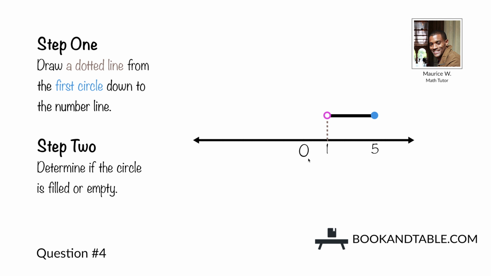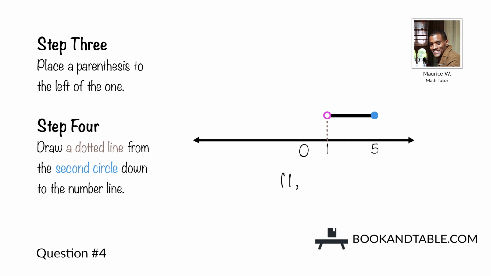Step 1, draw a dotted line from the first circle down to the number line. And step 2, determine if the circle is filled or empty. This helps us establish that we're going to have values that go down to but do not include positive 1, which means the first part of our answer is parenthesis 1, does not include 1, 1 being the smallest value.